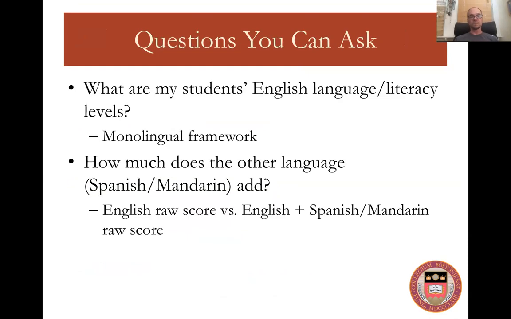So questions you can ask with the common underlying proficiency framework is, what are my students' English language and literacy levels? So that's a monolingual framework. How much does the other language add, Spanish or Mandarin or whatever? The English raw scores plus the Spanish or Mandarin raw scores gives you a better sense of the overall, in this case, vocabulary knowledge that the student is bringing.